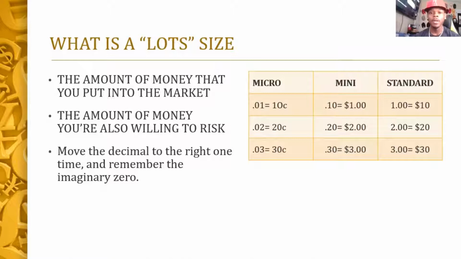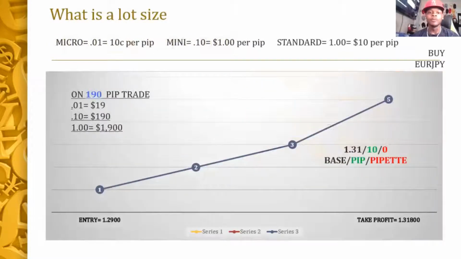Basically what you're doing is moving the decimal place over to the right one time, and that will equal your lot size. But just remember there's an imaginary zero once you move the decimal place over to the right one. So right here, this is how you can basically translate it into money, and we're going to go deeper into it on the next slide.